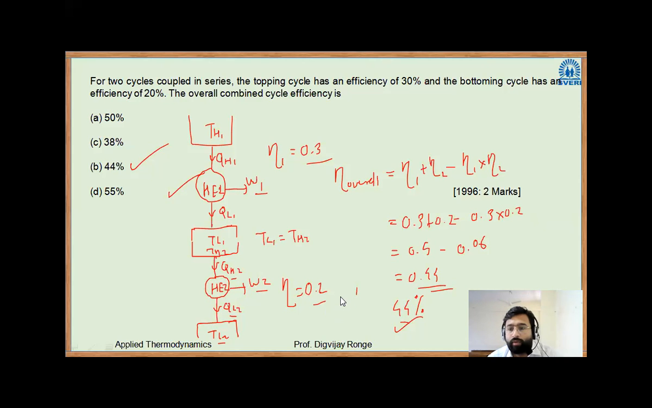Sudhir Rao, the formula is N1 plus N2 minus N1 into N2. So here it is 0.3 plus 0.2 minus 0.3 into 0.2. So what is 0.3 into 0.2? 0.06. 0.5 minus 0.06 is 0.44. So do your calculations, again you will get the answer.